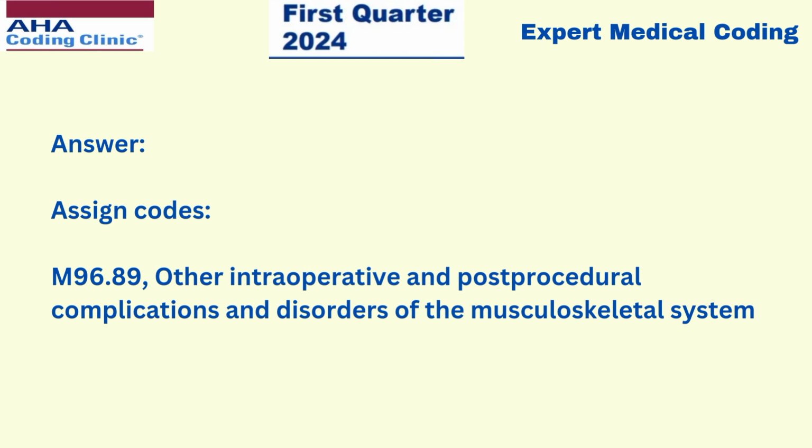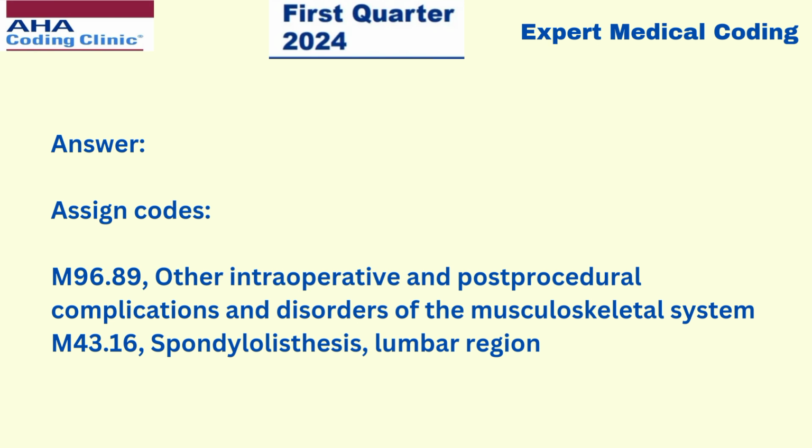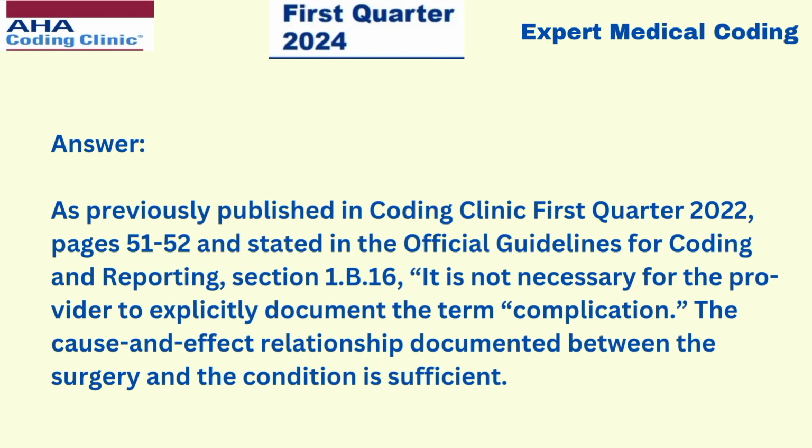The code will be M96.89, other intraoperative and post-procedural complications and disorders of the musculoskeletal system, and code M43.16 for spondylolisthesis, lumbar region, and G83.4 for cauda equina syndrome. As previously published in Coding Clinic first quarter 2022, pages 51 to 52, and stated in the official coding guidelines and reporting section I.B.16, it is not necessary for the provider to explicitly document the term complication. The cause and effect relationship documented between the surgery and the condition is sufficient.